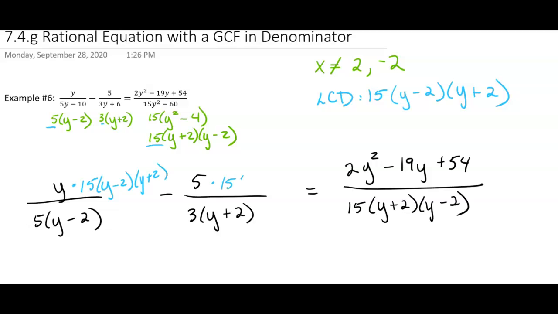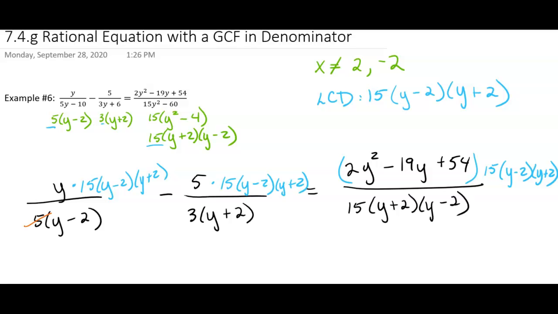15 (y minus 2)(y plus 2). And then over here, I would put parentheses around that. It would be 15 times (y minus 2)(y plus 2). Okay, so it's a lot of writing. I know that. I know these problems are big. The good news is the next chapter, the problems aren't so big. Okay? All right.